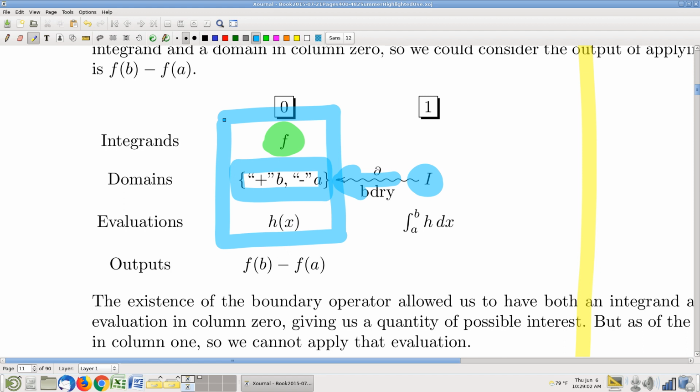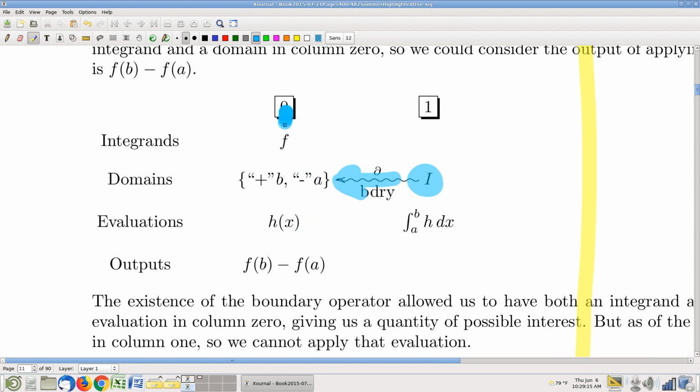Okay. Well, hey, now I've got, over in column 0, everything that I need to plug in to this evaluation. To plug into an evaluation, you need a function and you need points to plug into it. And then you can plug that into this formula for what we mean by evaluate. And out comes, just for notational convenience, f of b minus f of a.